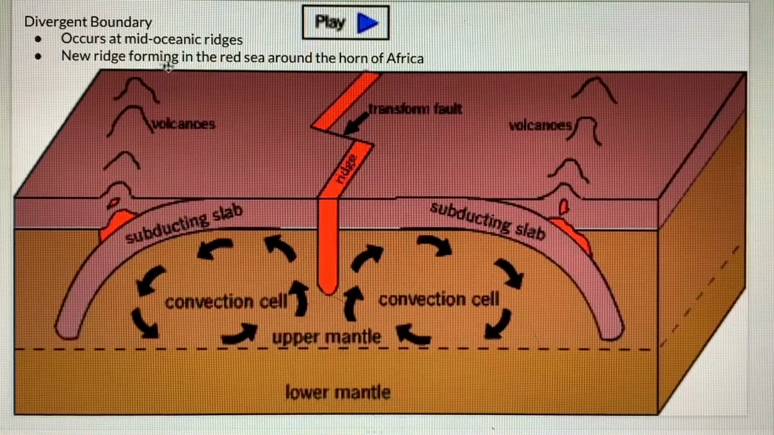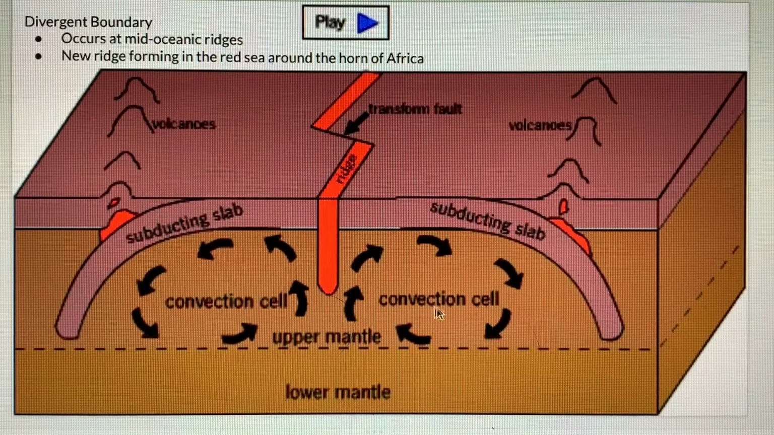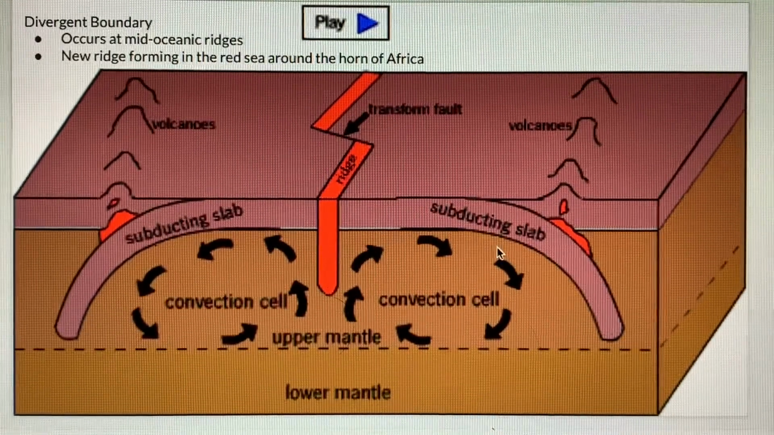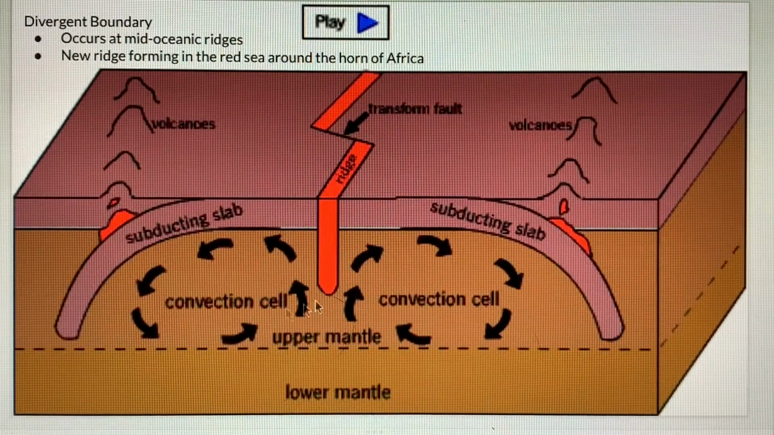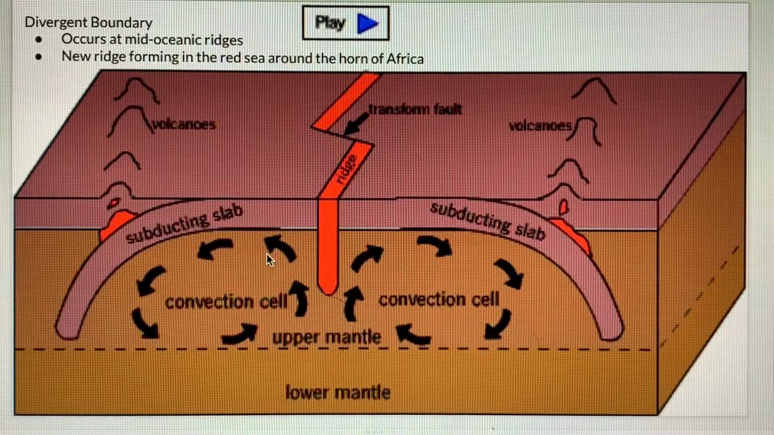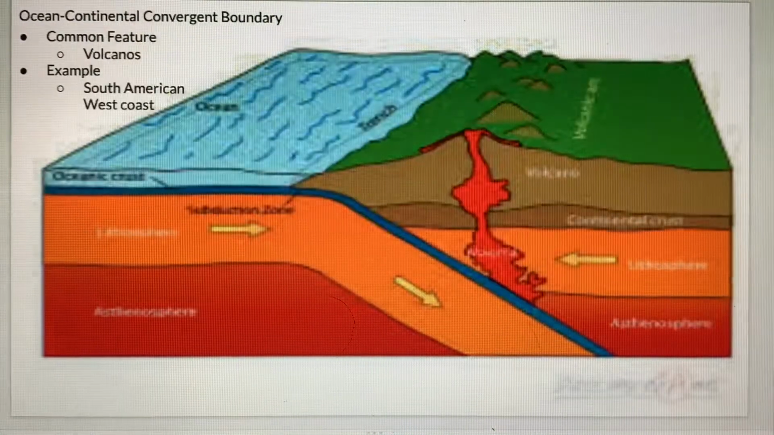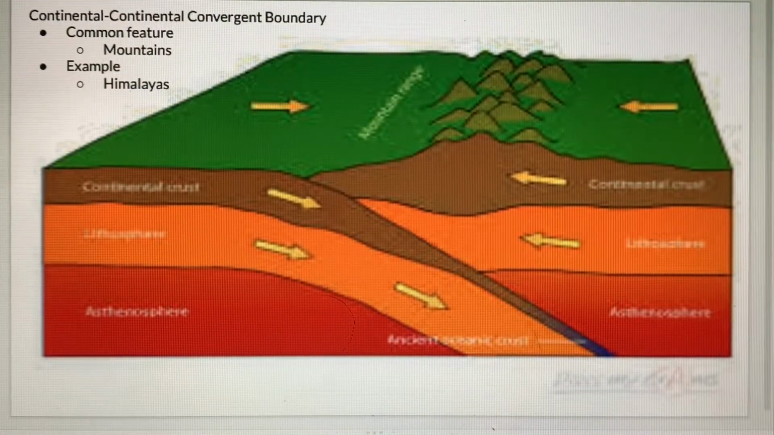Next we have a divergent boundary. This shows a bit of what's happening inside the Earth. The convection cell is pulling these slabs, or these plates, away from each other, creating cracks where magma can rise, creating new crust. So this is one of the key areas where new crust is created, whereas the previous two are both examples of areas where crust goes away.